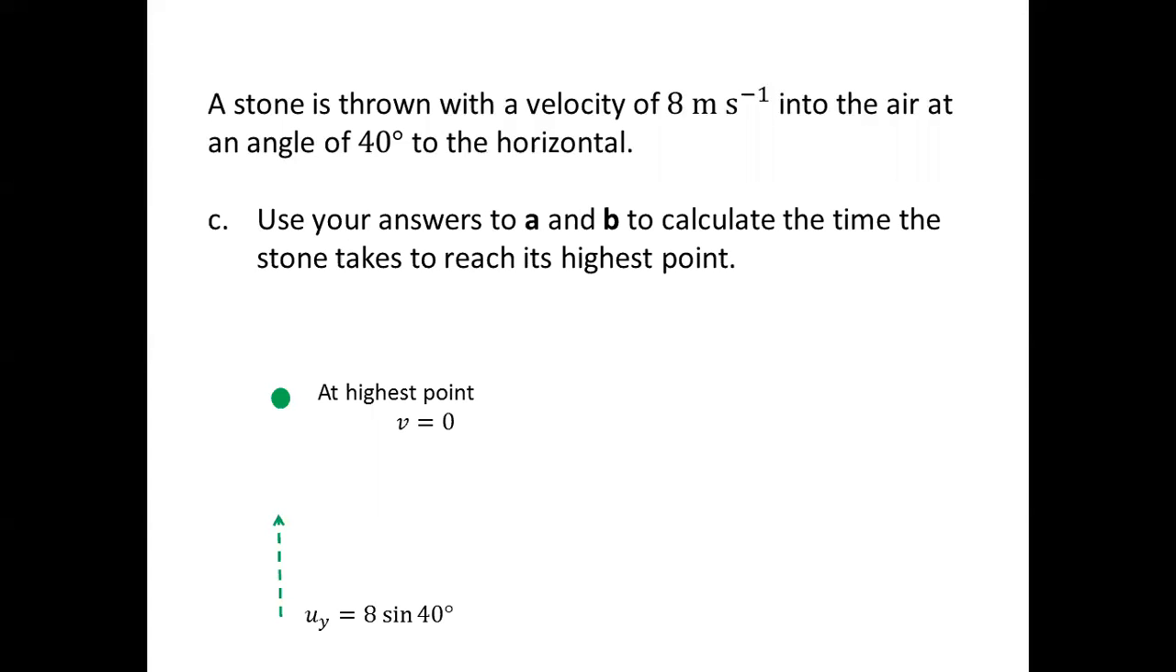Next, use your answers to A and B to calculate the time the stone takes to reach its highest point. So in A, we have calculated the vertical component of the velocity, particularly the initial velocity. And in letter B, we have identified that at the maximum position, the vertical component of the velocity is 0. Since we are dealing with vertical motion, we also know that the acceleration will be equal to the acceleration due to gravity. And here we are asked for the time.